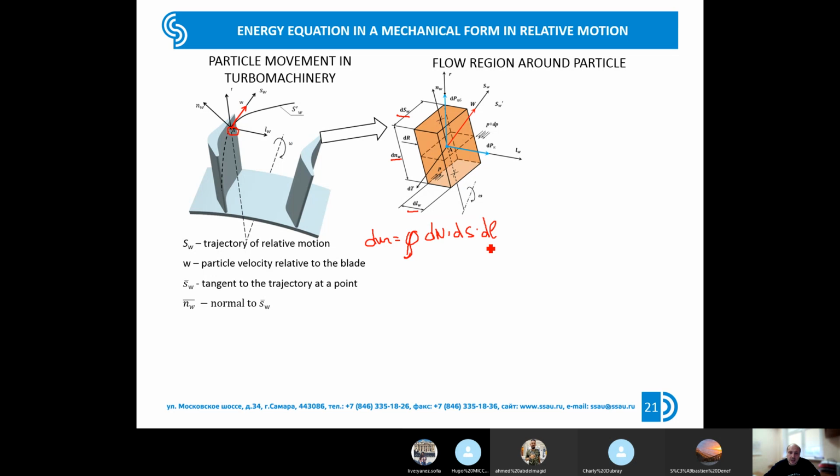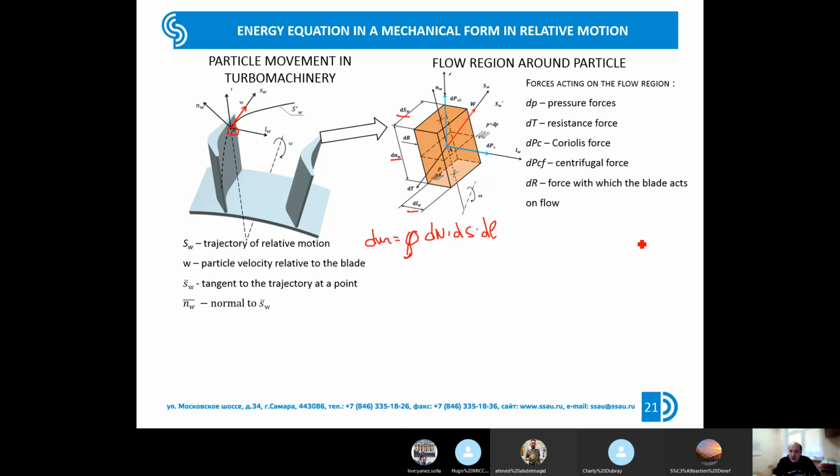So, what kind of forces impact this brick? The brick is rotating in the relative coordinate system. Of course, on the brick we have the influence of the same force which we have in the case of the Bernoulli equation in absolute motion. It was the pressure force. Here I mean the resulting pressure force. I refresh the information for you.